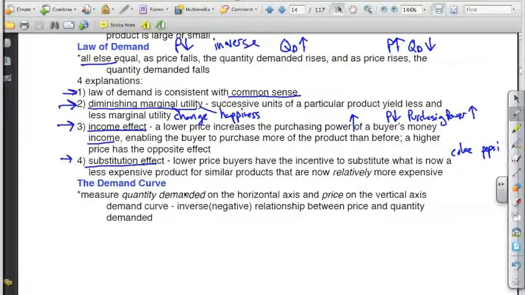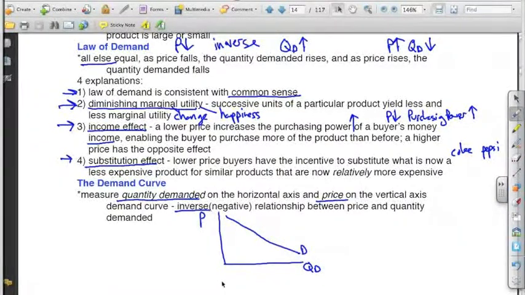So our demand curve has quantity demanded on the horizontal axis, and then price on the vertical axis. And if the demand curve shows an inverse relationship between price and quantity demanded, you guys should already know how to draw this. All right, this is just our normal demand.